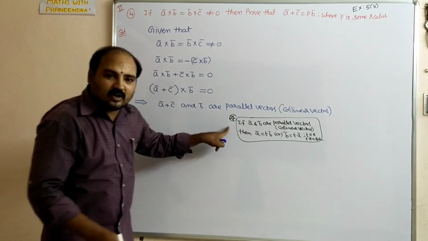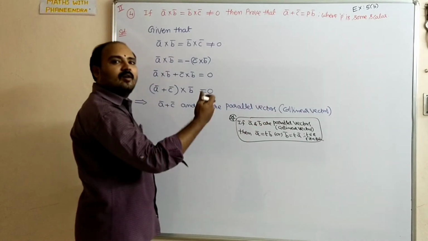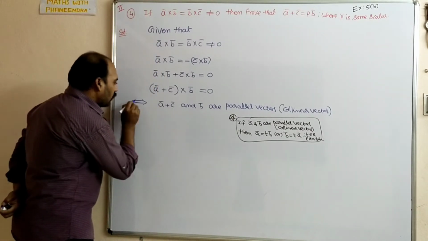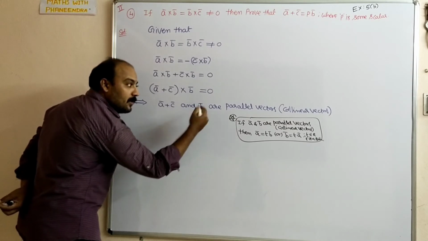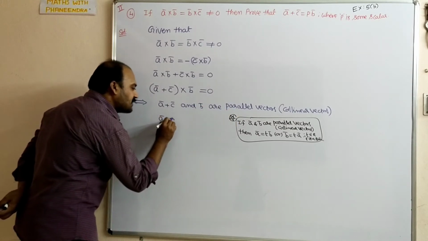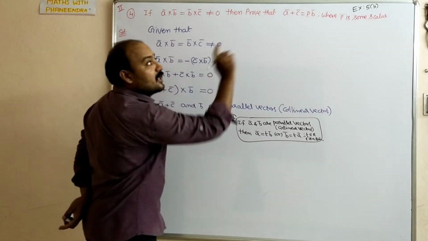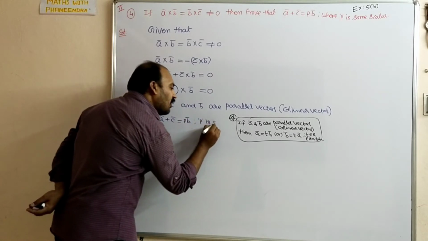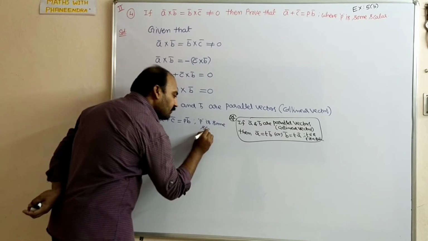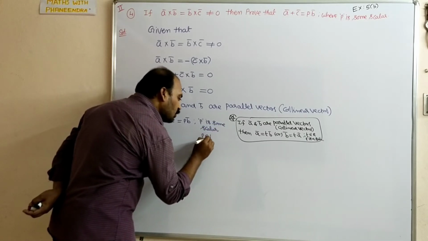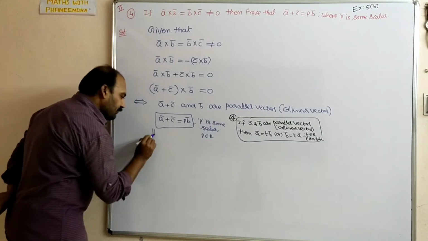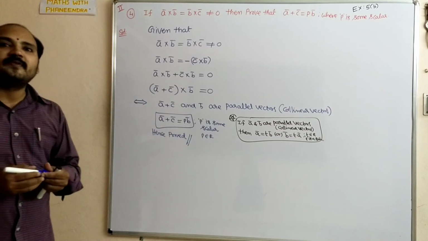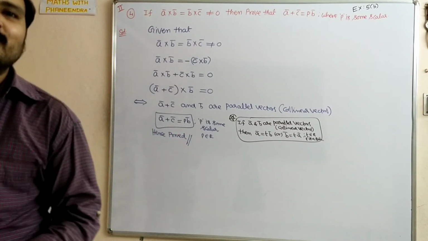So by using this concept, whenever two vectors are parallel or collinear, we can write it as: if and only if A bar plus C bar and B bar are parallel vectors, then we can express A bar plus C bar as some constant, P into B bar. P is some scalar here, that is, P belongs to R. Hence proved. This is the way we can use that concept. We will move to the next question now.